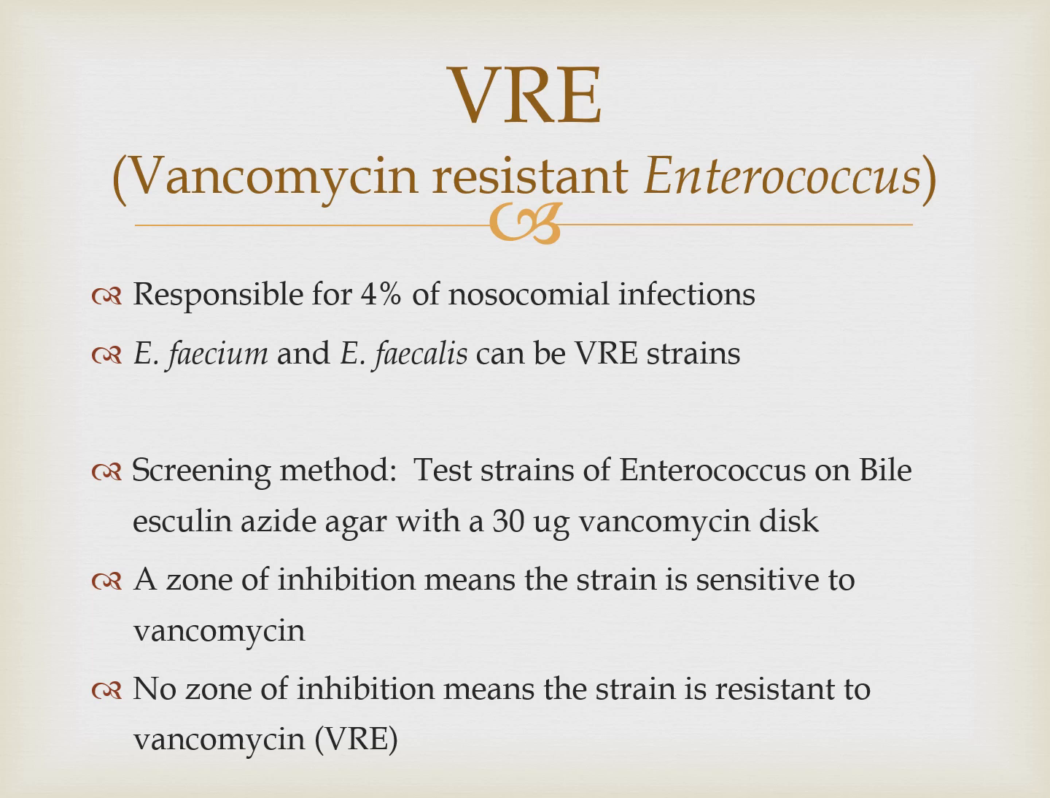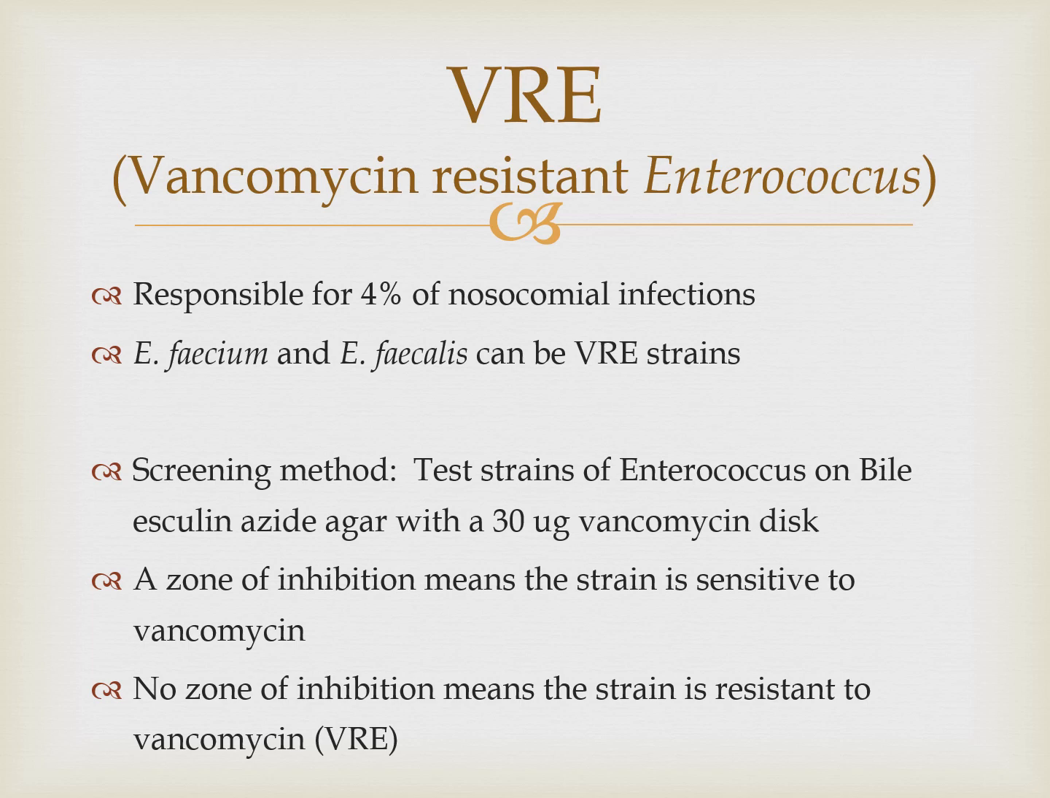VRE is vancomycin-resistant enterococcus. It can cause things like urinary tract infections, septicemia, and wound infections. VRE is often spread by person-to-person contact with contaminated hands. Okay, VRE is responsible for 4% of nosocomial infections, and those, of course, are hospital-acquired infections. And usually the culprits for vanco-resistant enterococcus would be Enterococcus faecium and Enterococcus faecalis. Those are your most likely VRE strains.